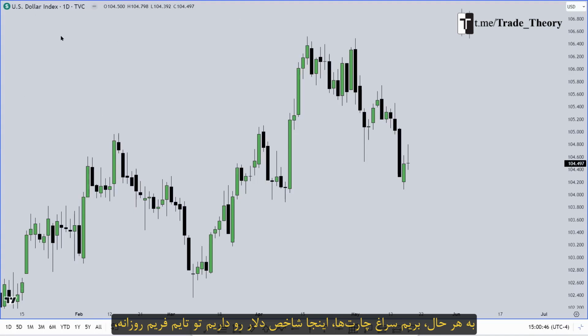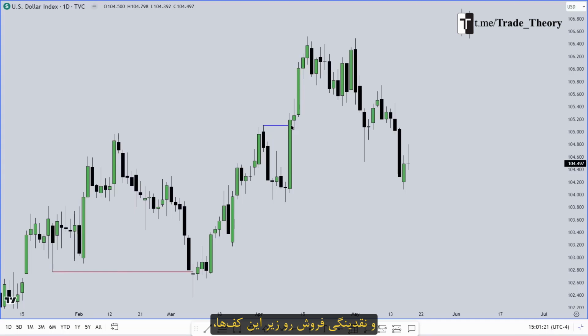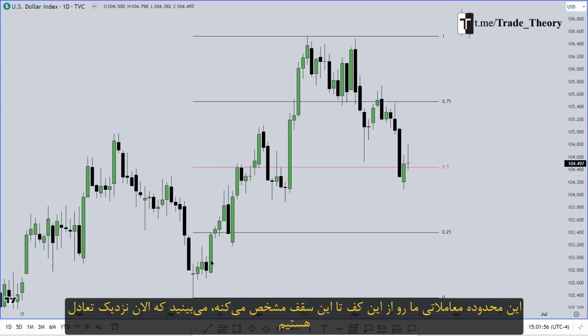So here we have the dollar index, and this is on the daily time frame. Now, the first thing you should know is we have run buy-side liquidity above these relative equal highs here, and we've run sell-side liquidity below these lows down here. This gives us our dealing range from this low to this high. You can see how we're currently sat around equilibrium.